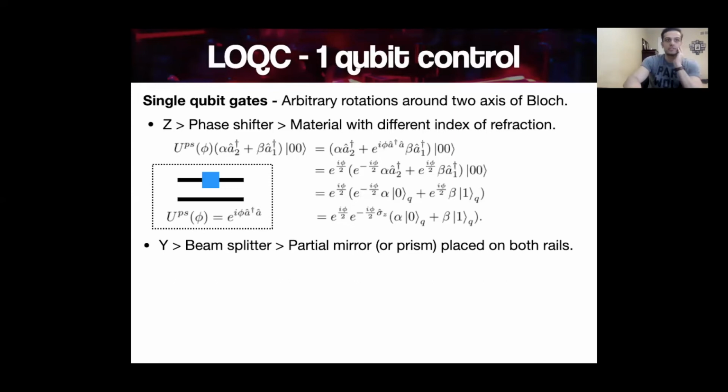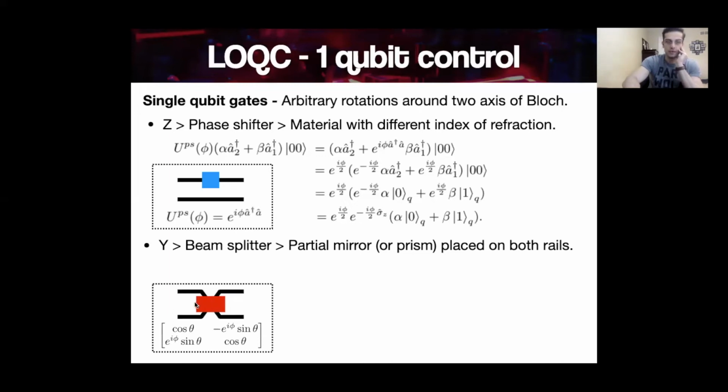Something very similar to the Y gate, we're going to use beam splitters. This can be done with a partial mirror. There's also ways you can do it with 2 triangular prisms that are connected together, but we can just think of it as a partial mirror. So the two rails come together now. The partial mirror is here. We've seen this before. There's going to be some reflection and then some transmission, and then they go on their way. So we have our beam splitter.